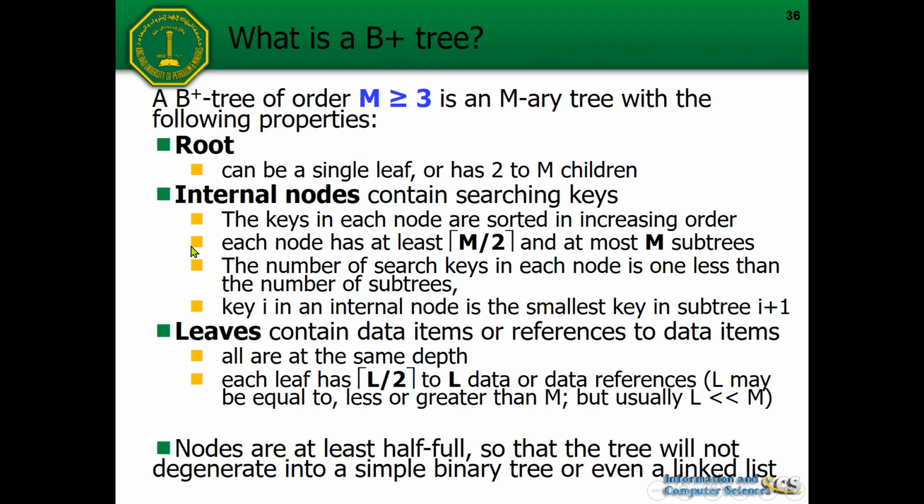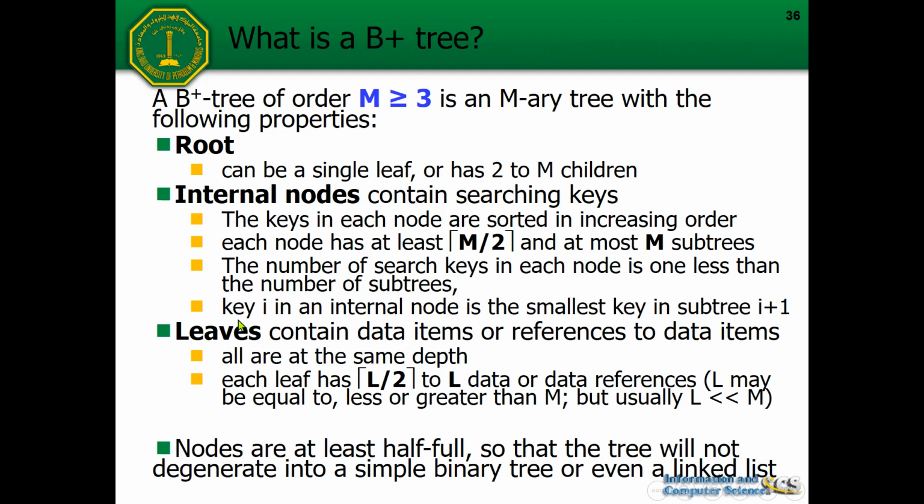The first, second, and third characteristics of the internal nodes are actually similar to the B-tree. As you can see, in the B-tree, the node also has keys that are sorted in increasing order, right? And it also contains at least ceiling of m over 2 and at most m subtrees. This is the same. Only the last characteristic is different compared to the B-tree, which is that key i in an internal node is the smallest key in subtree i plus 1. We will see this one in the example later on.